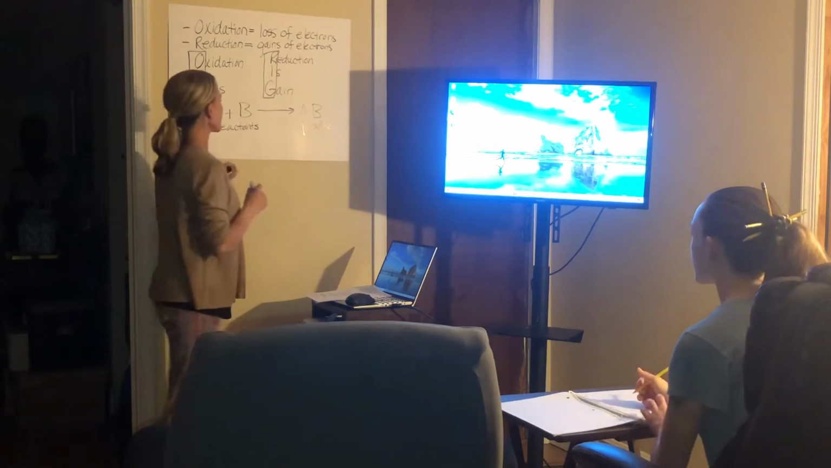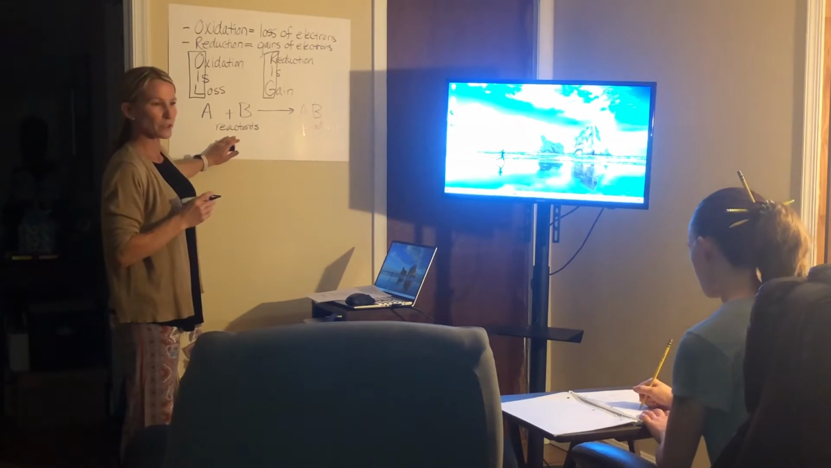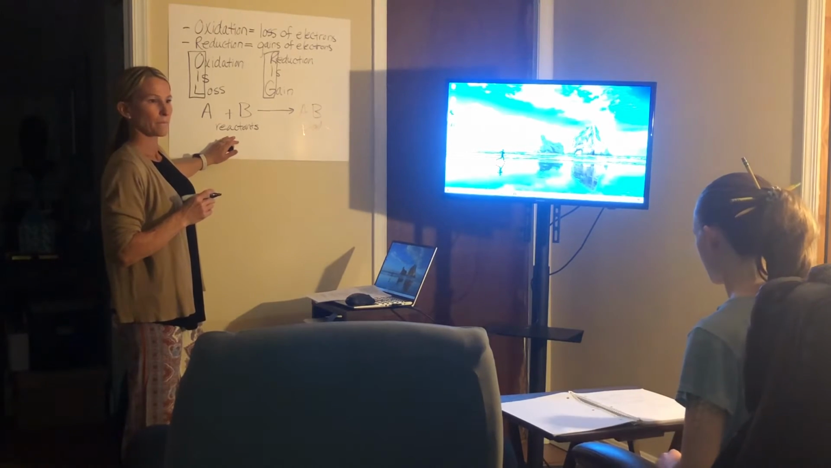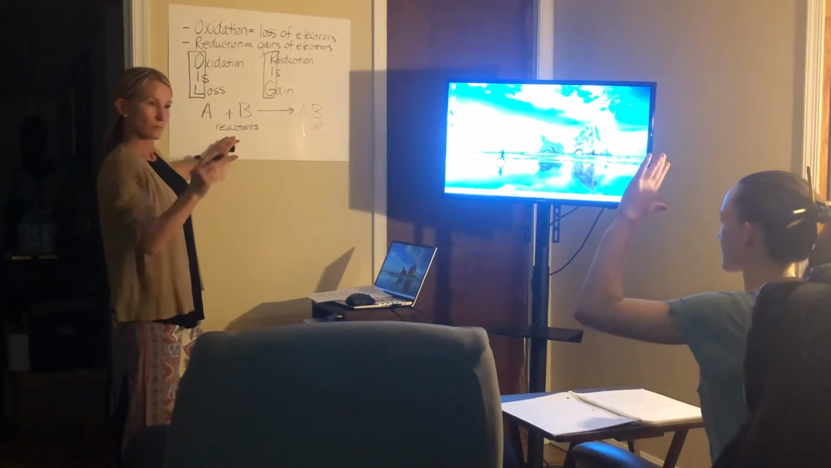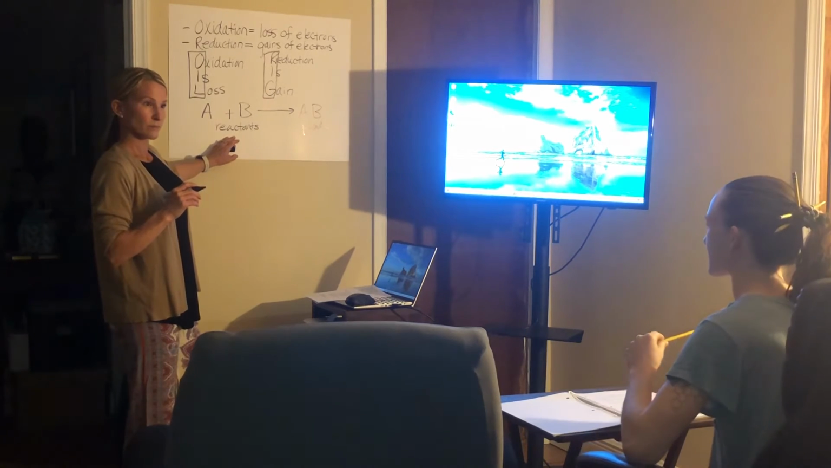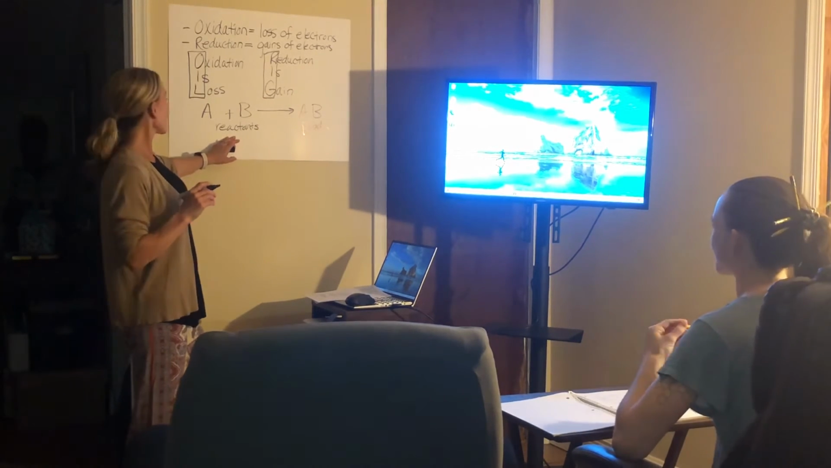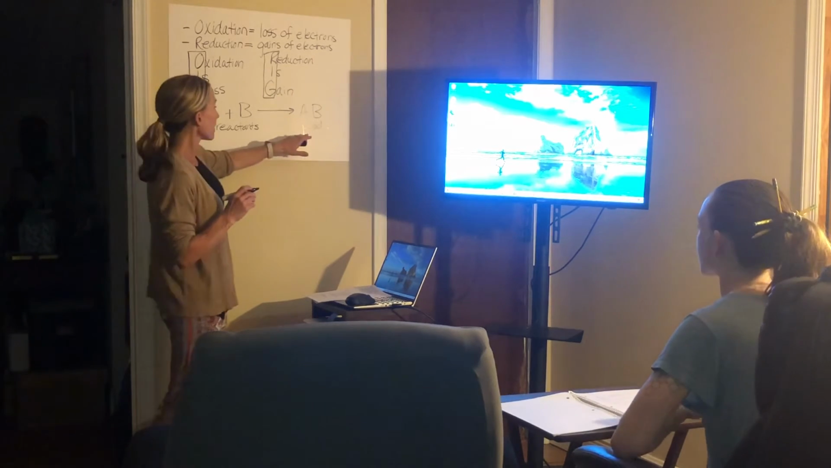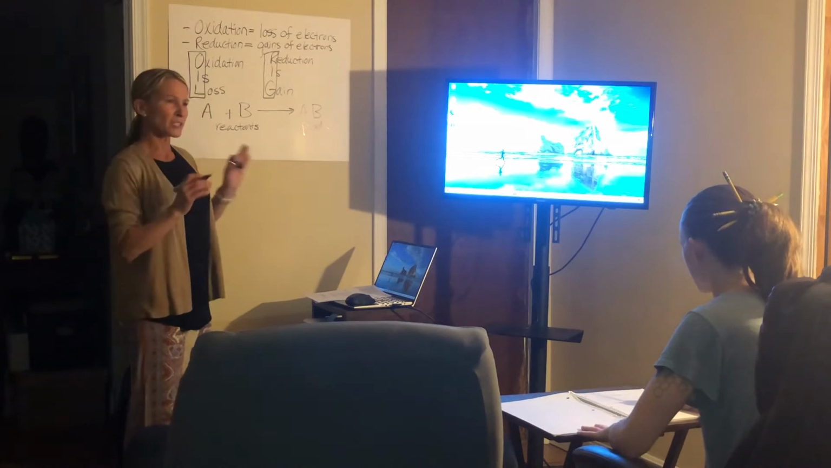So what do you think is going to change if it's a redox? Katie? Either A or B is going to lose electrons. Good, yes. So A or B, they're going to transfer electrons. So what does that mean about their oxidation state?